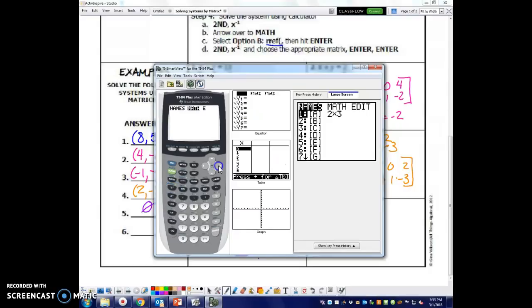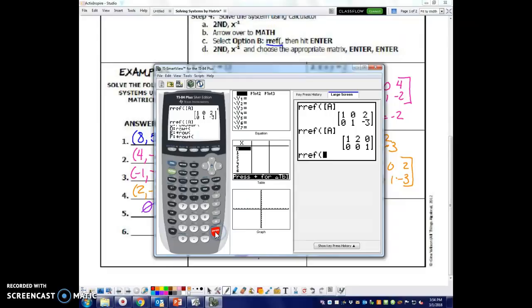Second matrix, over to edit, enter. 2 by 3, we're typing in 4, 7, negative 17. Then we're typing in 1, positive 6, 0. Quit. Go back into matrix, over to math, RREF. Back into matrix, A, enter.